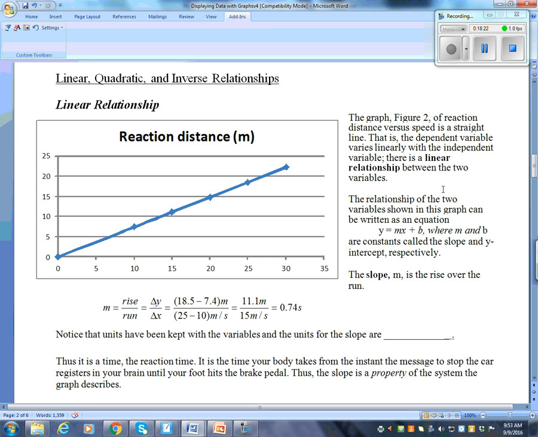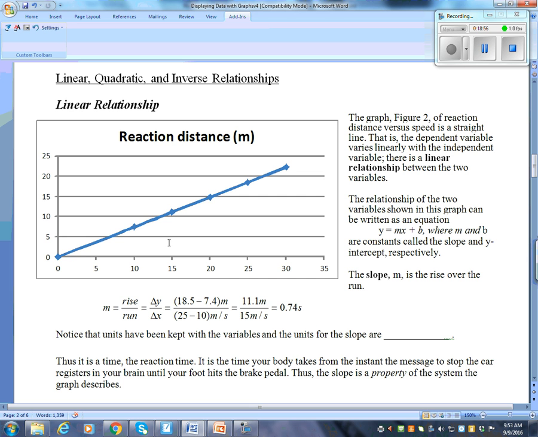The relationship of the 2 variables shown in this graph can be written as an equation, y equals mx plus b, where m and b are constants called the slope and y-intercept respectively. How many people have ever heard of y equals mx plus b? Excellent. M is the slope, b is the y-intercept. You should know this. The slope m is the rise over the run. You've heard rise over run, I'm sure. You absolutely must be able to calculate slope to continue in grade 11 physics. You have to be able to do slope.